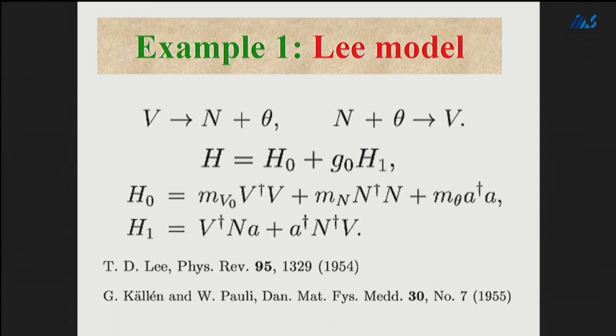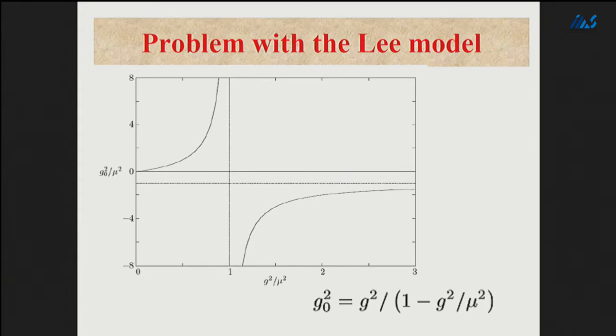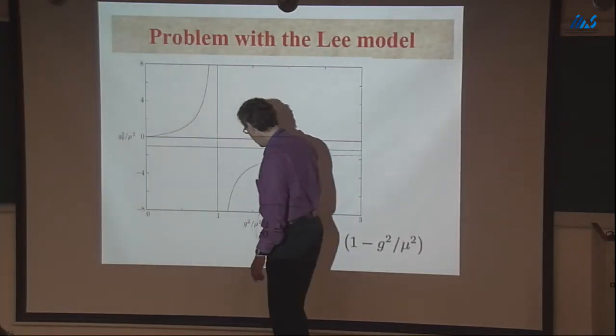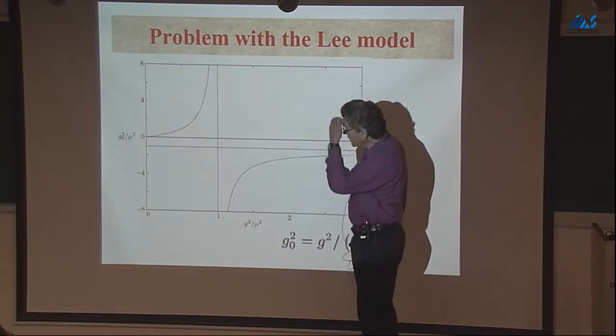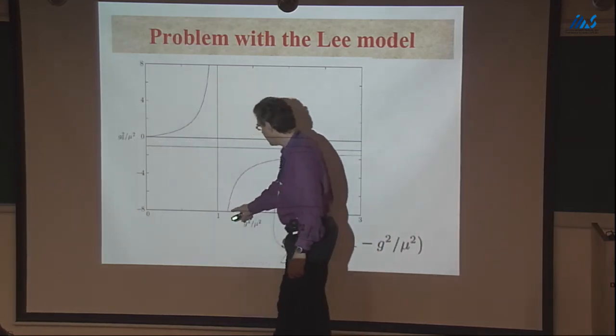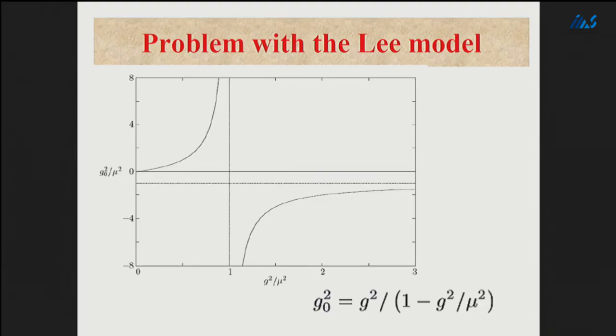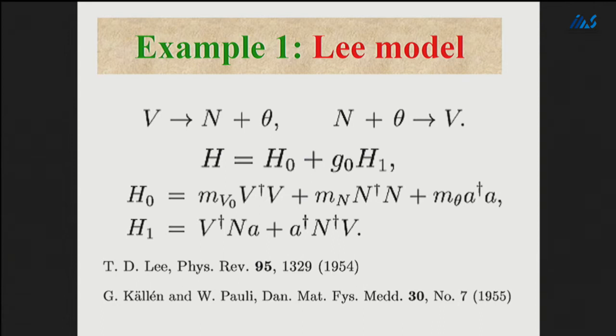Okay? The Lee model was proposed by T.D. Lee in 1954, but in 1955, Källén and Pauli wrote a paper and said this is wrong. This is completely wrong. And the reason is that if you renormalize the theory and you express the unrenormalized coupling constant as a function of the renormalized coupling constant, so you measure this in the laboratory, what you can find is that the square of the unrenormalized coupling constant is negative. Well, if the square of the unrenormalized coupling constant is negative, then the unrenormalized coupling constant is pure imaginary. And if you go back to the Hamiltonian, okay, here is the unrenormalized coupling constant, and it's multiplying a cubic Hamiltonian. Okay? So we have, in effect, an iX cubed theory.